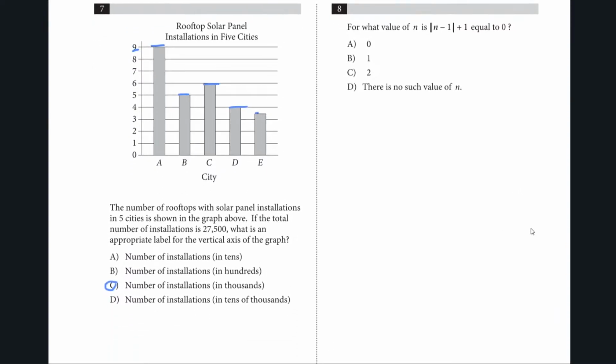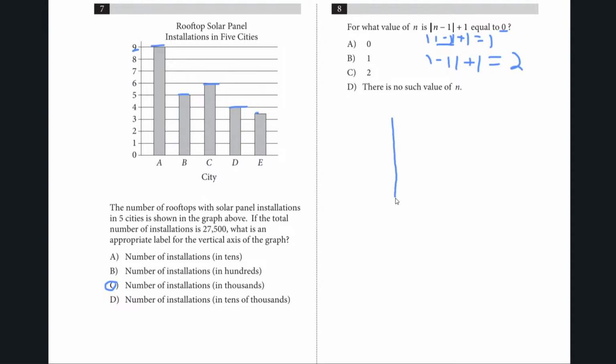For what value of n is the absolute value of n minus 1, plus 1, equal to 0? If you're not familiar with absolute values, this question can be a little confusing. So let's just try plugging in. If we plug in 1, we get the absolute value of 1 minus 1, plus 1. That's going to equal 1, because this becomes 0 on the inside. If we plug in 0, we get the absolute value of negative 1, plus 1, which is 2. It seems like we can't get to 0.